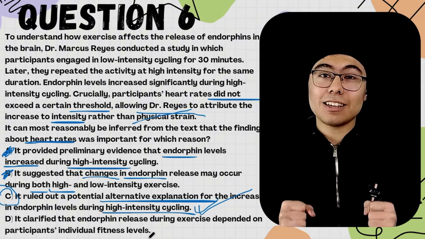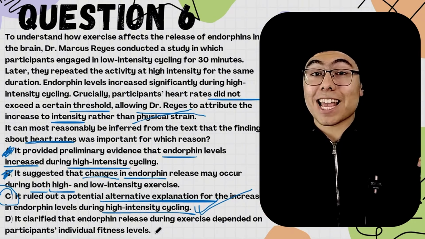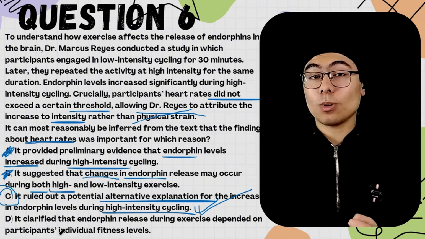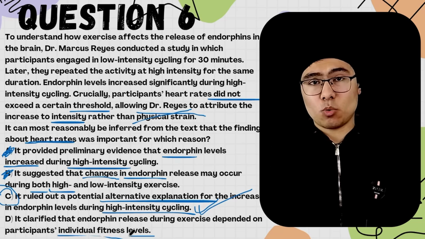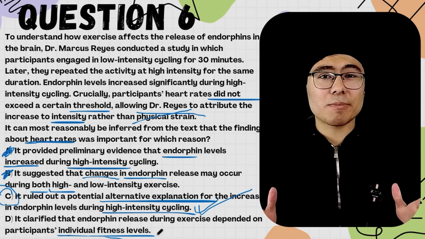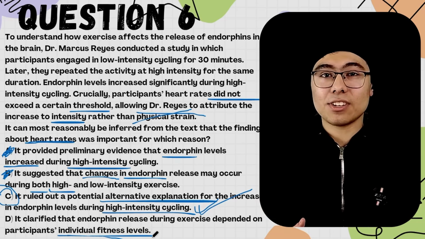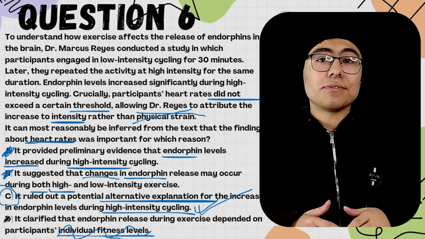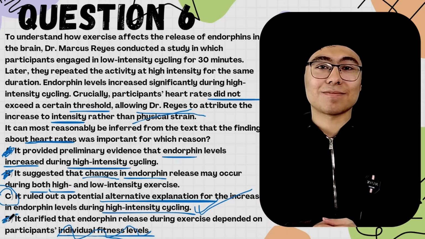Choice D, it clarified that endorphin release during exercise depended on participants' individual fitness levels. Nope. We didn't talk about individual fitness levels in the passage. The study didn't focus on that at all. We can toss this one away.